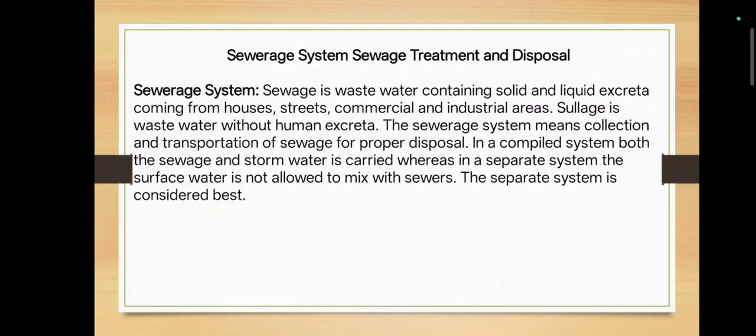In a combined system, both the sewage and storm water are carried, whereas in a separate system the surface water is not allowed to mix with sewers. The separate system is considered best.